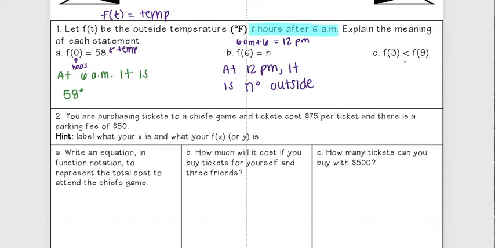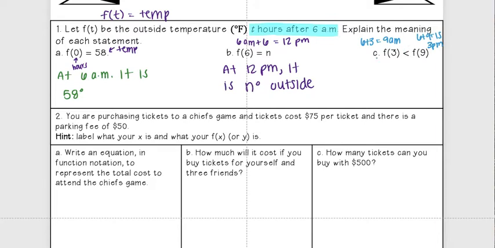Okay, now let's look at this last one. This last one has f of 3 is less than f of 9. Again, I'm inputting my hours after 6 a.m. So for this 3, 6 plus 3 equals 9 a.m. And for this 9, I have 6 plus 9, which equals 15. However, 15 is not a time. So you need to look back: 12 p.m. is the cutoff, and I need to add 3 to it to get 15. So this is really 3 p.m.